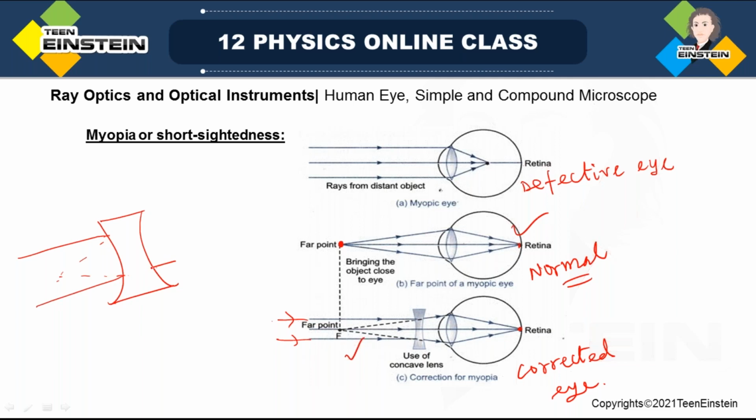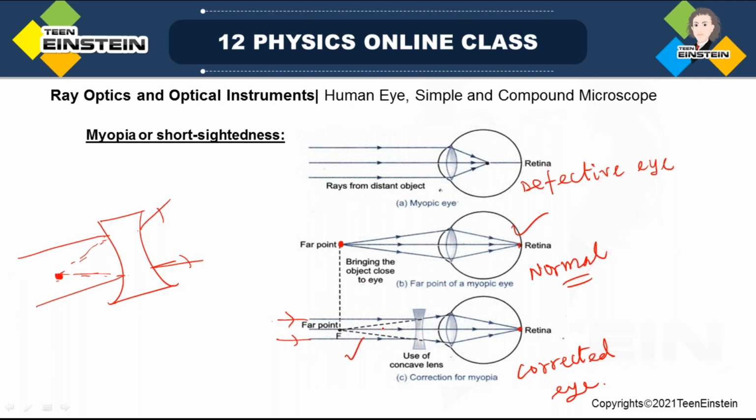Actually they will seem like they are diverging from a particular point, right? They will seem like they are diverging from the focus, right? So here a virtual image will be formed.